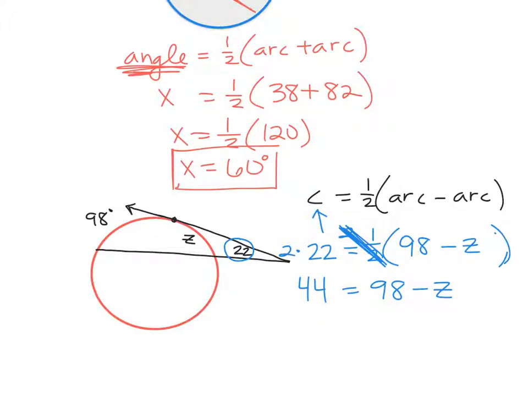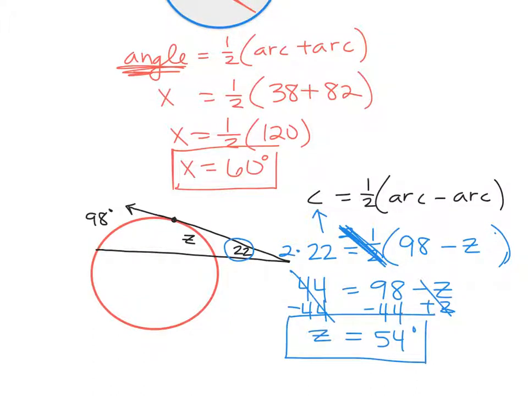Okay, so if this is my setup, again, you could subtract 98 or you can subtract 44. I don't care which direction you go, whatever makes more sense to you. So if I just take away a 44 here and add my z to the other side, then I get z equals 98 minus 44 is 54 degrees. So that arc would be 54 degrees.